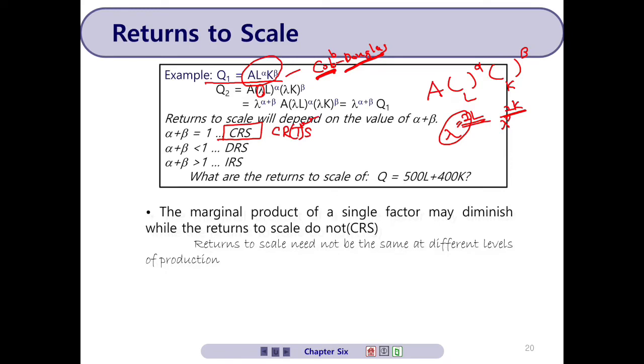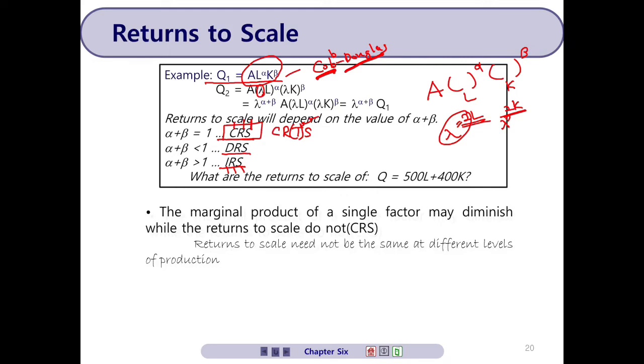So instead of CRTS, they use CRS. Instead of DRTS, they use DRS. Instead of IRTS, they use IRS. Constant return to scale, decreasing return to scale, increasing return to scale, right?